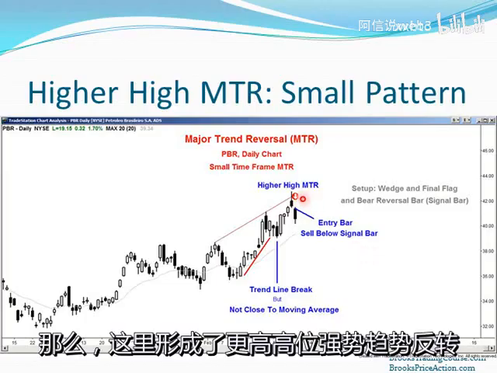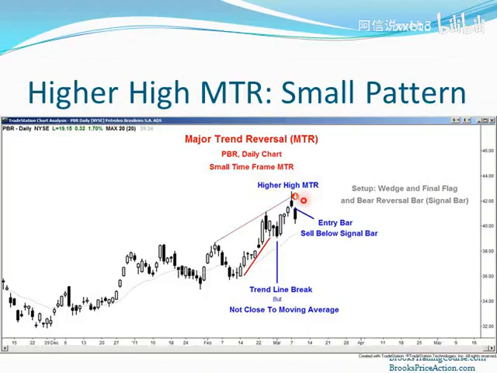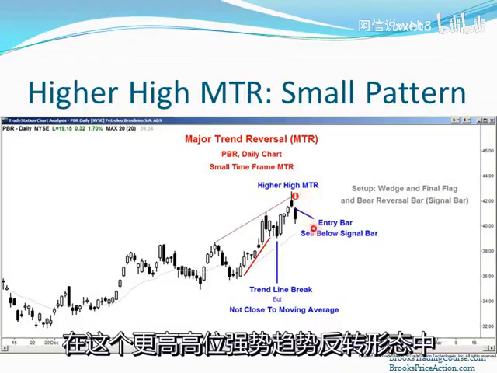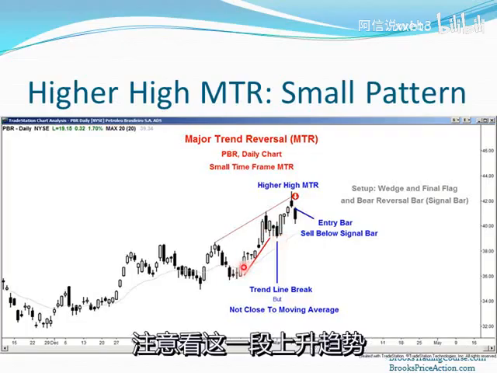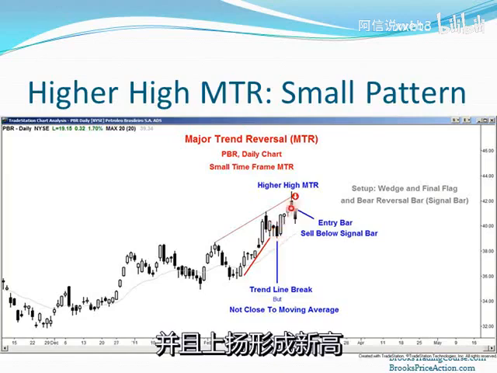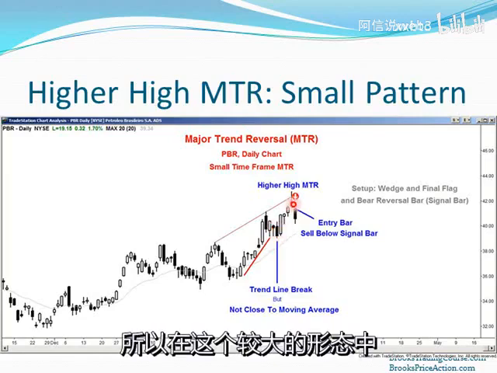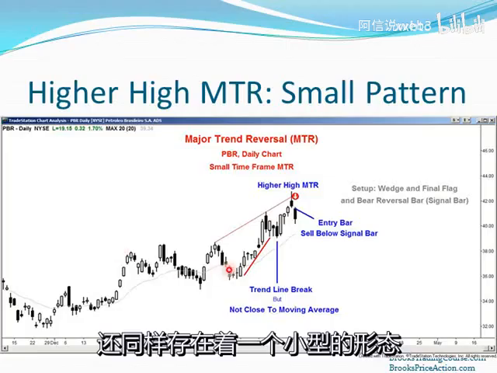So we have a higher high major trend reversal, and within this higher high major trend reversal there's a smaller major trend reversal. You can look at this bull trend. We have a trend line break and then a rally to a new high. So there's a smaller pattern within the larger pattern.